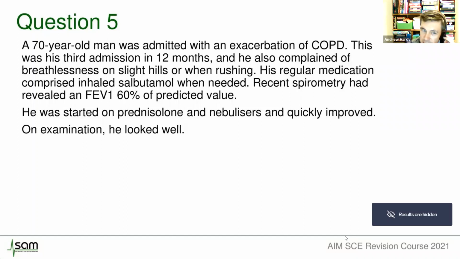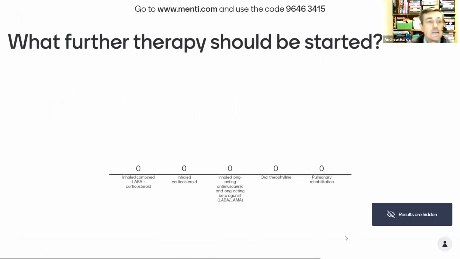So again, COPD is a fairly common presentation on the acute floor, so I think it's reasonable to ask about COPD. So recurrent admissions, currently treated with salbutamol and confirmed airflow obstruction on spirometry. So what's the best first treatment?